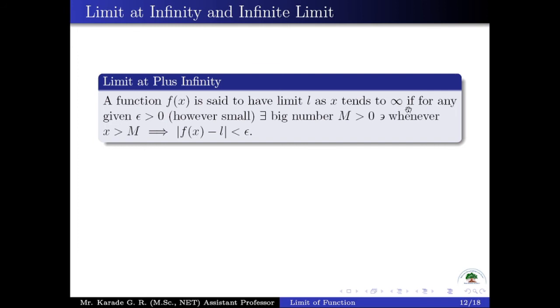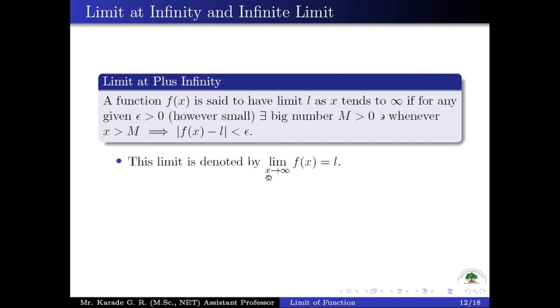So when we say this thing, if given epsilon greater than 0, however small, there exists a big number m greater than 0, such that whenever x is greater than that big number, means x is also very large. That means whenever x becomes larger and larger, the distance between function f of x and L is very small. This limit is denoted by limit of f of x equal to L when x tends to infinity.